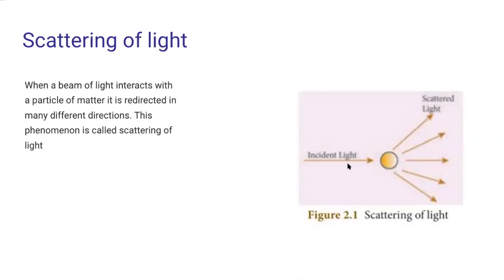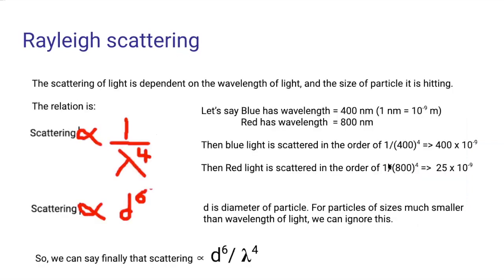How? So there is a law for it. Different colors are scattered more than other colors. So maybe red is scattered very less, but violet is scattered more. I'll show you why that happens. So scattering is basically when the beam of light is redirected in multiple directions after hitting the particle, it is called scattering.